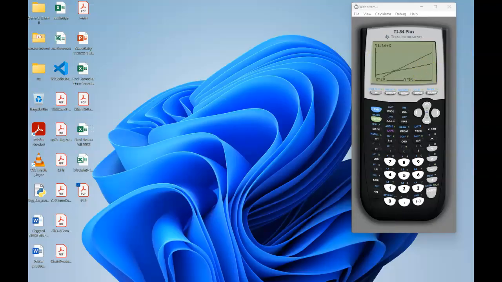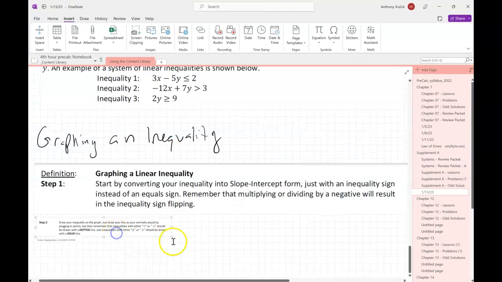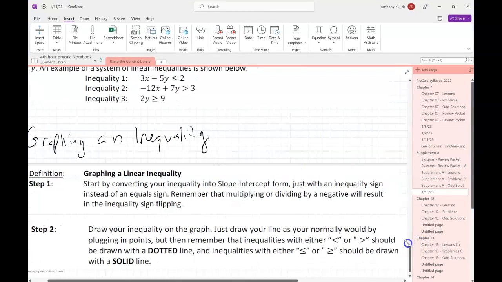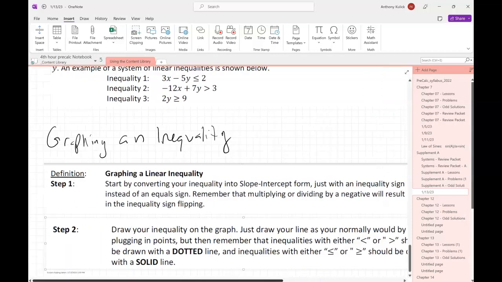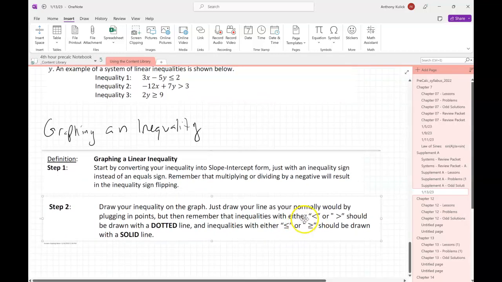Okay. The next step is you're going to draw your inequality just like you would draw the equation for a line, except if it's a less than or greater than inequality, we're going to draw our line dashed or dotted. And if it's less than or equal to or greater than or equal to, then we're going to draw a solid line when we graph it.